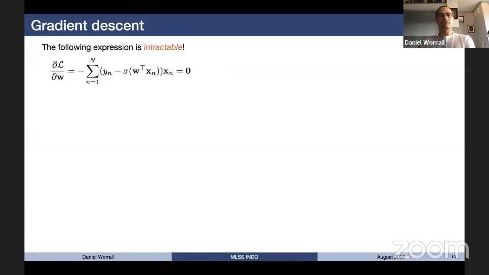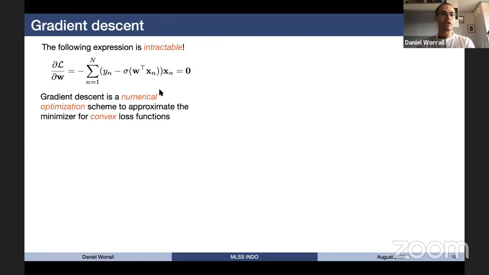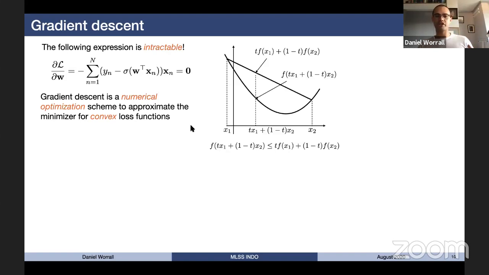Right. So this was our expression from before. Unfortunately, it's intractable. So we have to resort to this numerical scheme, which is a scheme for solving what are called convex loss functions. A convex function is really just a fancy way of talking about any function that looks like a cup. Sometimes people call it a smiley face. So you have this function f, and we classify it as convex if I can take any 2 points on the function, draw a line between them, and that line is always sitting above the function or maybe touching the function.